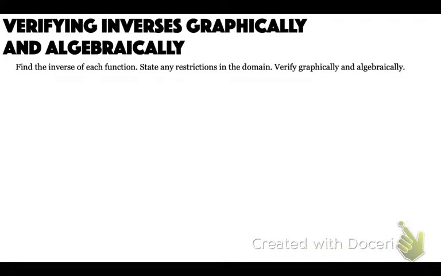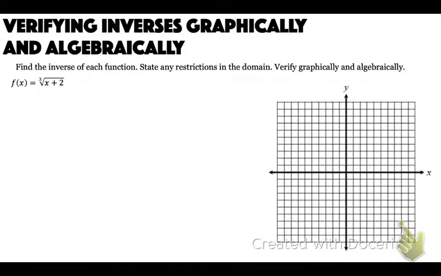All right, so now let's just put it all together. We need to find the inverse of each function and state any restriction to the domain, and then verify graphically and algebraically. So this cube root of x plus 2, let's graph it first. That x plus 2 moves it left 2, and then I can plot those points, kind of the same as I was doing before. Or you could just make a table here. I don't care how you do it really.